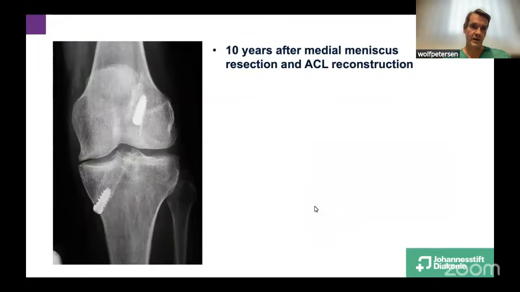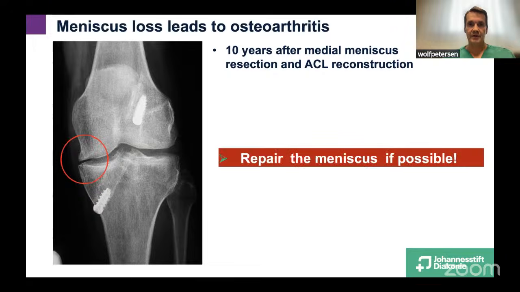Another X-ray, you see here a patient 10 years after ACL reconstruction and medial meniscus resection, and what we see here is the large osteophyte, joint space narrowing, and even varus deformity, intra-articular varus deformity. So another example how important the meniscus is for load transmission, and the long-term consequence is osteoarthritis. So again, repair the meniscus if possible.